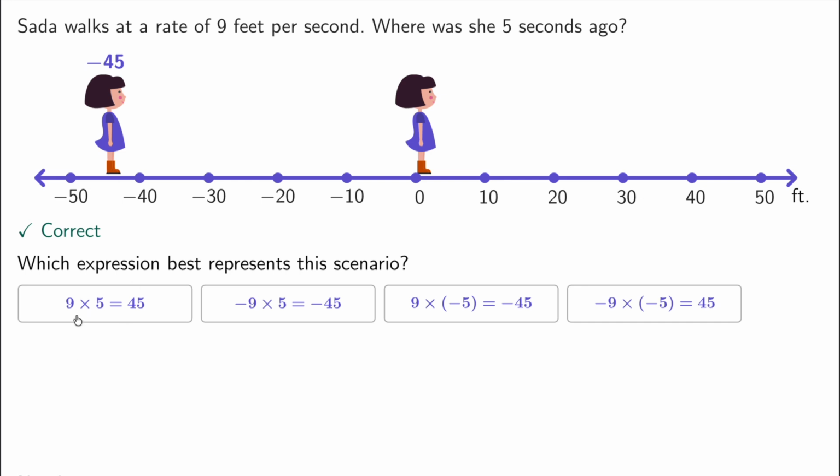Is it 9 into 5, it is 45. It's minus 9 into 5, it's minus 45. It's 9 into minus 5, it's minus 45. Or whether it is minus 9 into minus 5, it is 45. Yes, you guessed it right. It's 9 into minus 5, that's minus 45. So let's solve another three problems.